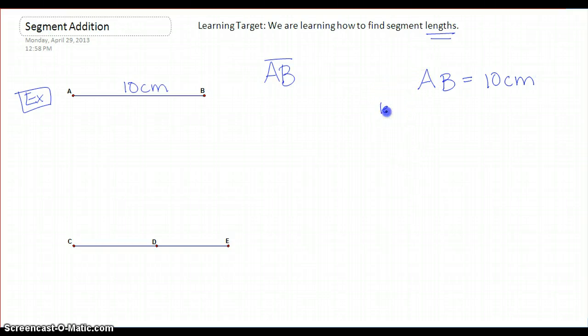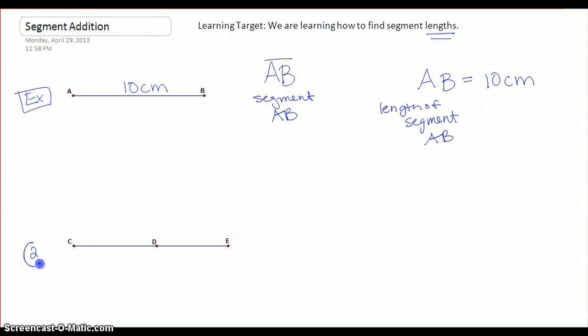Writing it this way represents the length of segment AB. Writing it this way is just telling you, look at segment AB. Okay, in our second example, right down here, if I tell you that CD is 5, I would write that as the length of CD equals 5. And if I told you DE by putting 4 over the top, that would be saying segment DE equals 4.